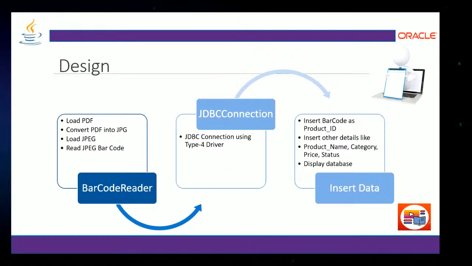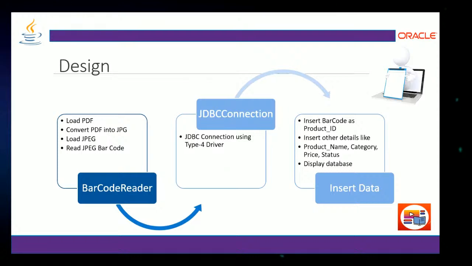Number 1, barcode reader will have a PDF file which is the input. Now this particular input PDF file contains the barcode 128 SKY character and is going to be converted into the JPG file. Now this image file, load JPEG file, will contain the barcode image. That particular image has to be read by the barcode reader API. Now once the barcode is read successfully, next step is we have to connect the JDBC and go to the database using type 4 driver.